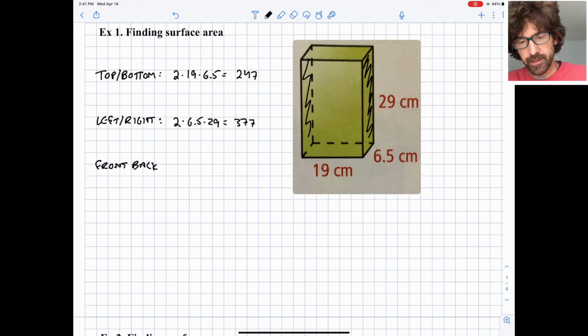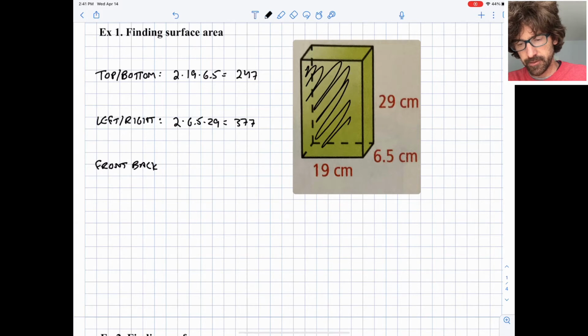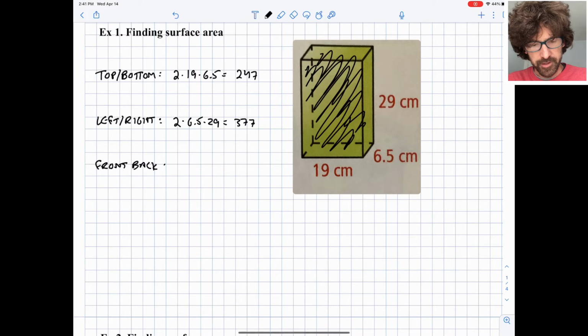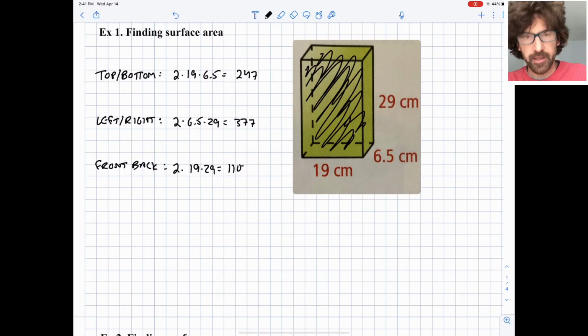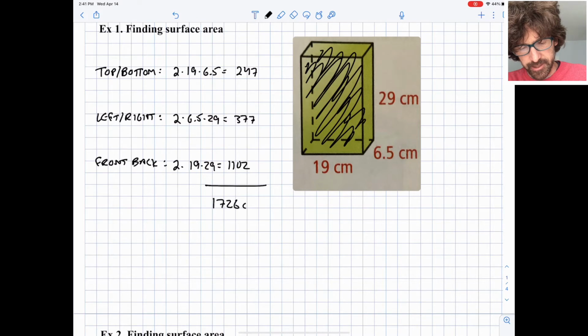And then the front and the back are, I think, clear: this large front face, and then the back face behind it. We're going to have two of those, and those are going to be 19 times 29. So that gives us 1102. And then we're just going to add those three areas together: 247 plus 377 plus 1102. That gives us a grand total of 1,726 square centimeters.